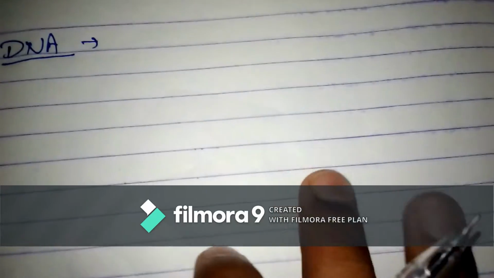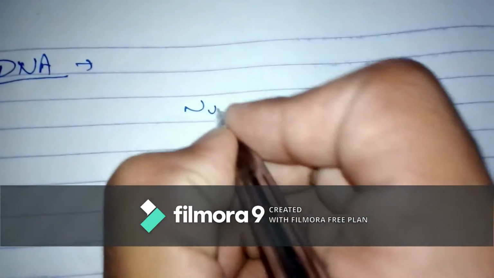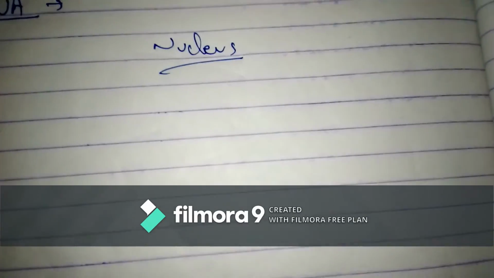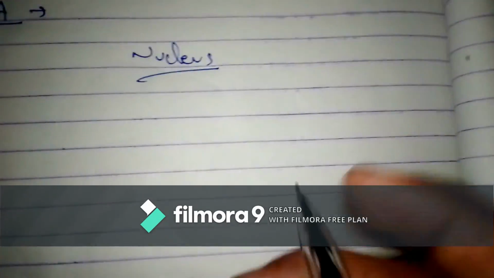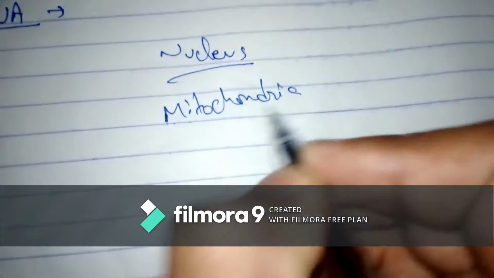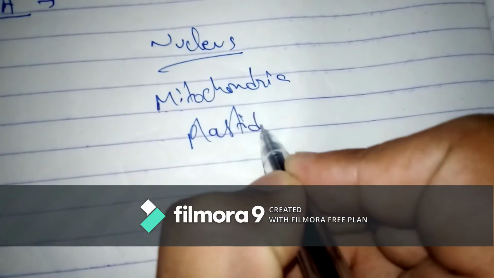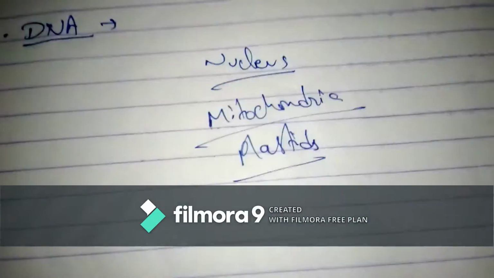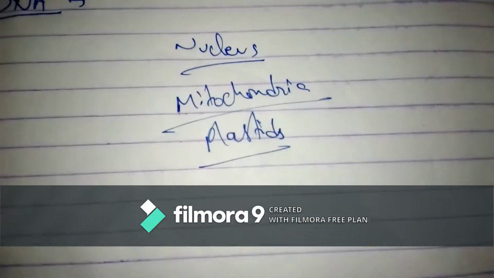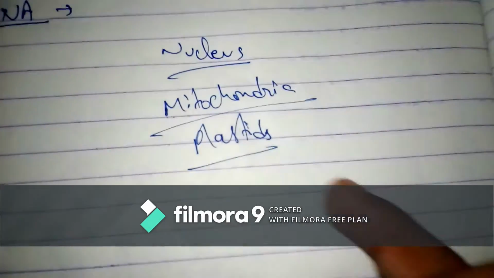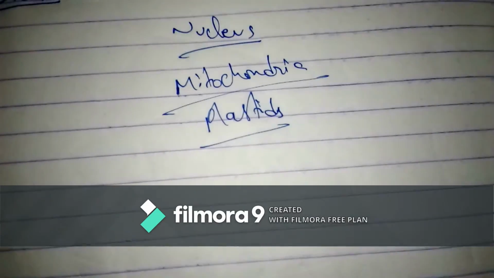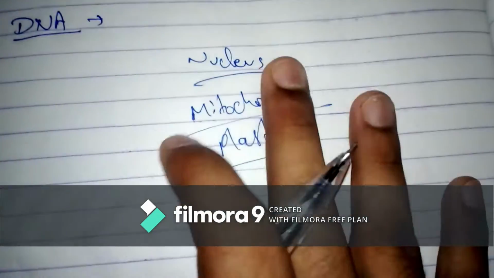So DNA, basically it is present in the nucleus. If you see the location of the nucleus, we'll find that the DNA is present in the nucleus, in the mitochondria, and even in the plastids. So these are the three major places where we can find the DNA of an organism: the nucleus, the mitochondria, or the plastids. In the nucleus, it is present in the chromosomes. The chromosomes are basically made up of the DNA, which is covered by a protein called histone protein. So that was the location of the DNA.